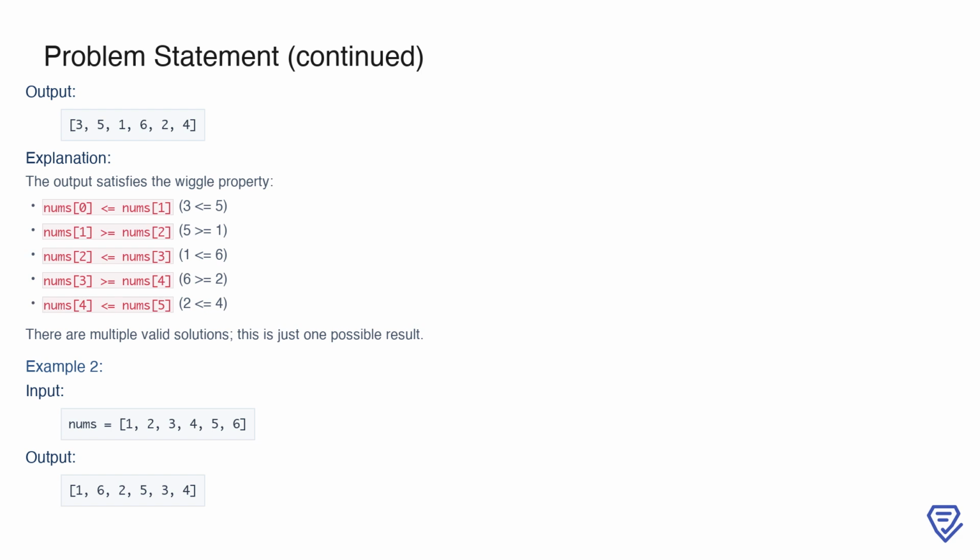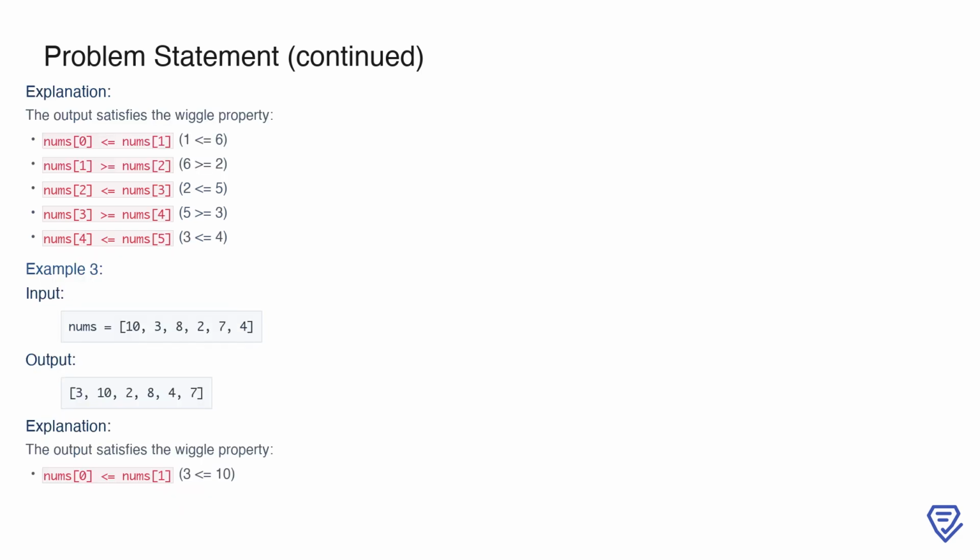Another example starts with an input array 1, 2, 3, 4, 5, 6. For the second example, the input array 1, 2, 3, 4, 5, 6 is reordered to 1, 6, 2, 5, 3, 4. Let's verify that this output satisfies the wiggle property.